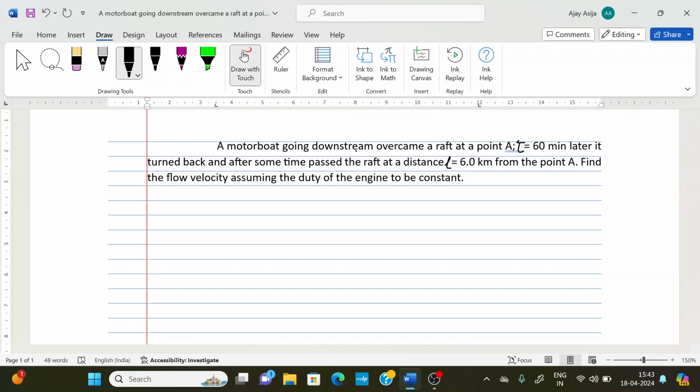A motorboat going downstream. We have two terms for the motion of any object in water, that is downstream and upstream. So what is the meaning of downstream motion? Downstream motion means motion of object in the direction of flow. And upstream means motion in the opposite direction to the flow.